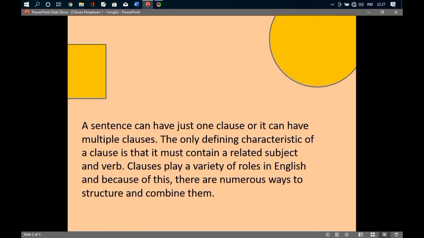Clauses play a variety of roles in English, and because of this, there are numerous ways to structure and combine them. So, if you have a group of words formed from a subject and a verb, and you combine those clauses into two or more clauses, that is called a sentence. And if you can write good sentences, you can understand that you can form a sentence from just combining and mixing clauses.